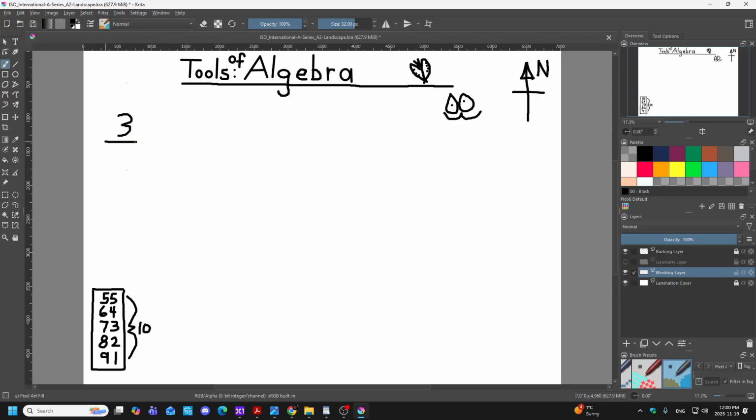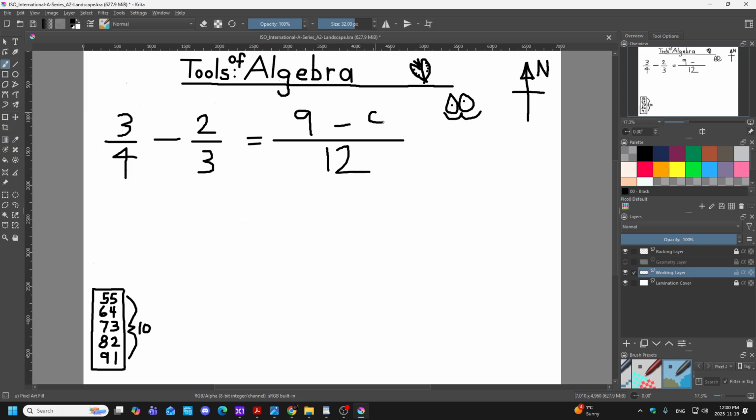All right, 3/4 subtract 2/3. I'm going to go with 12. 3 times 3 is 9. Subtract 4 times 2 is 8. 9 is positive, so our answer is going to be positive. The answer should be 1 over 12.